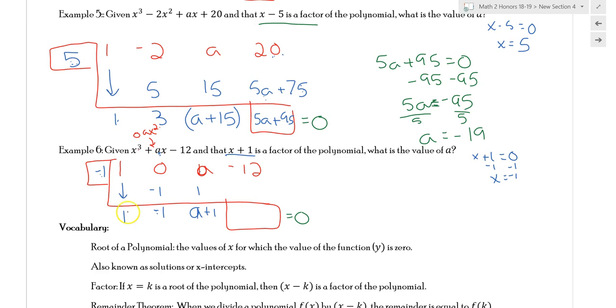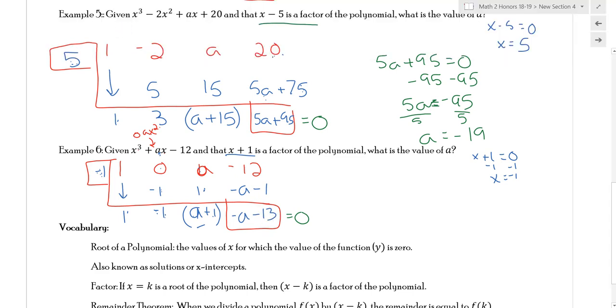So again, bring down the 1. Negative 1 times 1 is negative 1. 0 plus negative 1 is negative 1. Negative 1 times negative 1 is positive 1. A plus 1 is just a plus 1. We're now multiplying by this whole thing. We get negative 1 times a is negative a. Negative 1 times 1 is negative 1. So combine these, you get negative a minus 13.